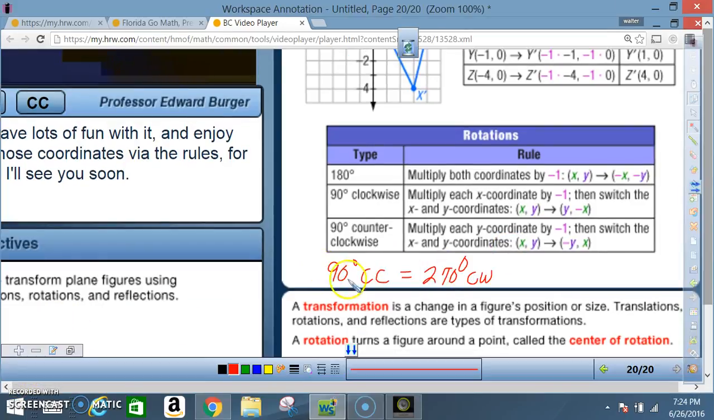Now also add this in. 90 degrees counterclockwise is equal to 270 degrees clockwise. So once again, these two are equal, and these two will follow this rule. XY, you make the y negative, and then you change positions. So 90 degrees counterclockwise is the same as 270 degrees clockwise.